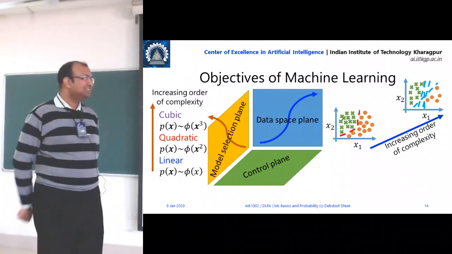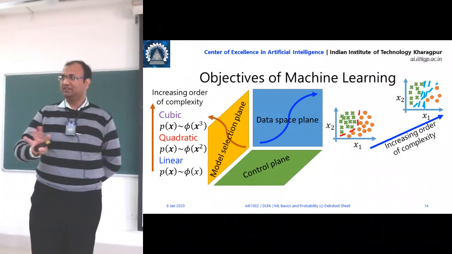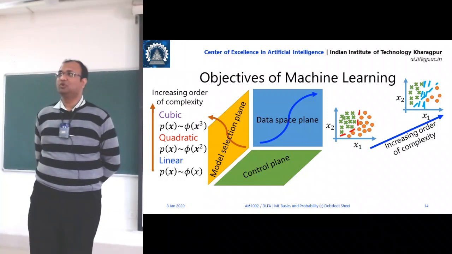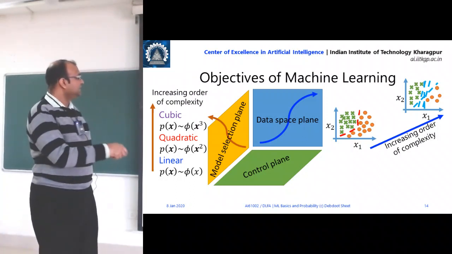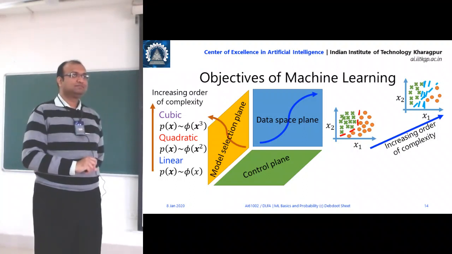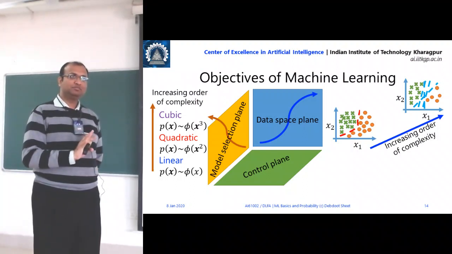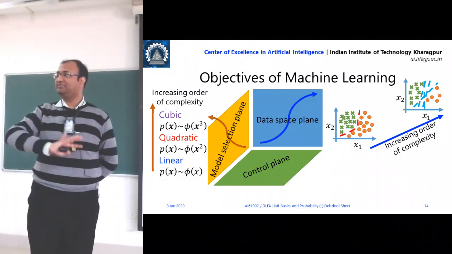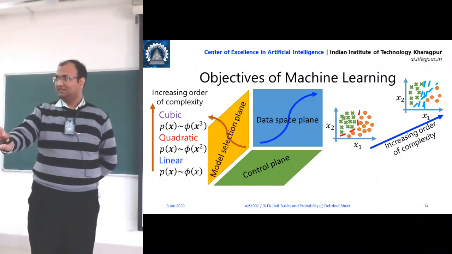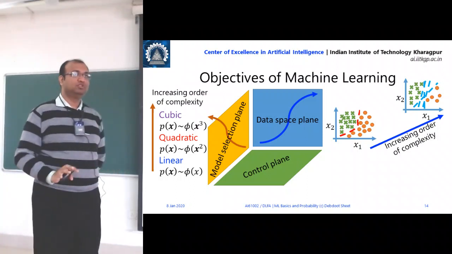So the point is, where this whole thing of a control plane of the problem comes in is this. I have this model which I need to fit onto this data. That's the objective of machine learning. Now there has to be a way in which I define what is called a fit. That's something which I do with this whole thing.